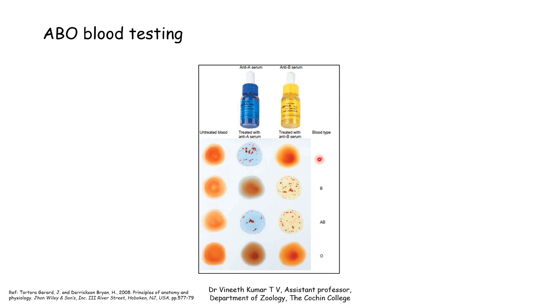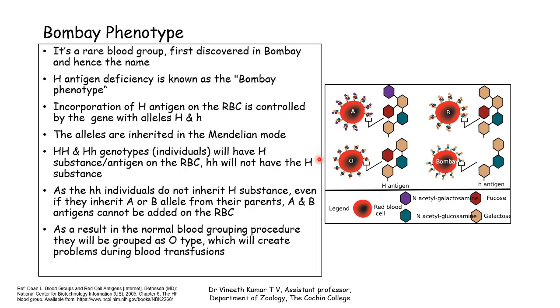So now we are moving on to the next section, which is the rare phenotype called the Bombay phenotype. Bombay phenotype is a rare blood group, and it has the name Bombay because it was first discovered in Bombay, and hence the name. The feature of the phenotype is that the H antigen is deficient in them.